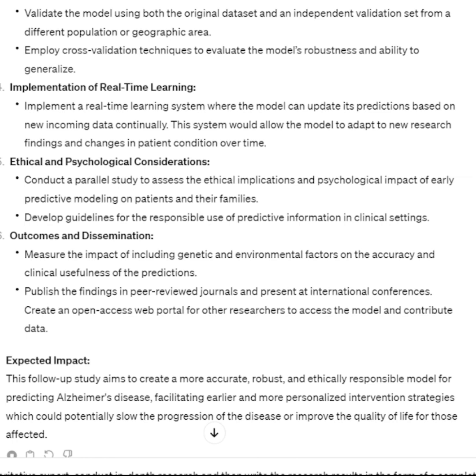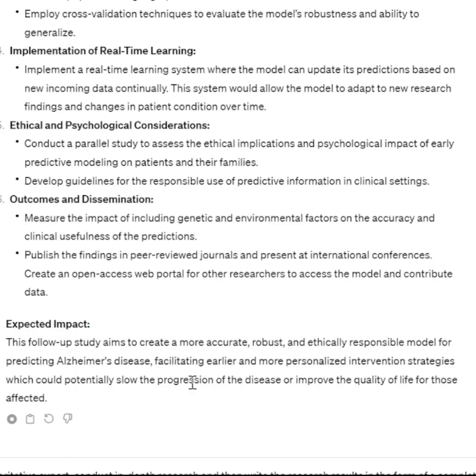Expected impact. This follow-up study aims to create a more accurate, robust, and ethically responsible model for predicting Alzheimer's disease, facilitating earlier and more personalized intervention strategies, which could potentially slow the progression of the disease or improve the quality of life for those affected.